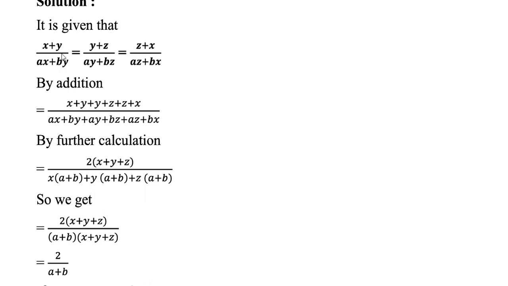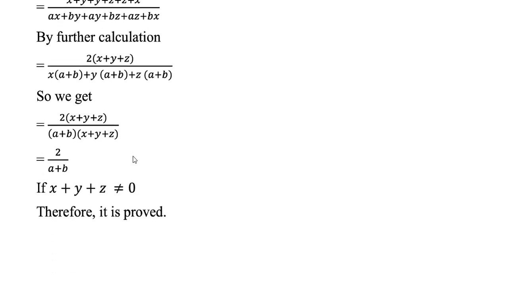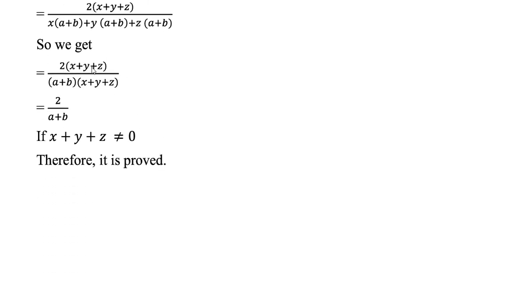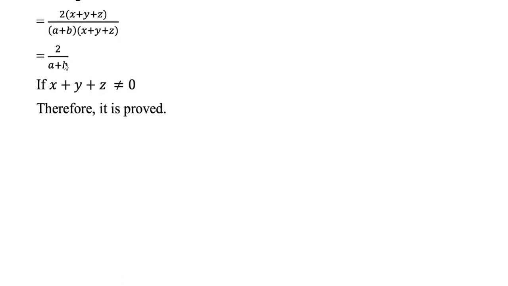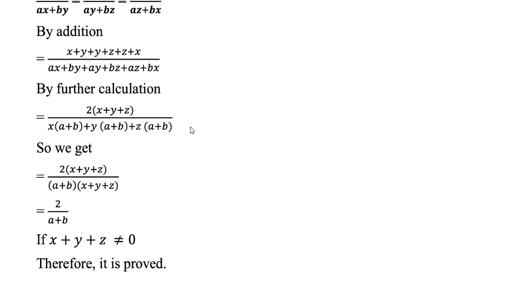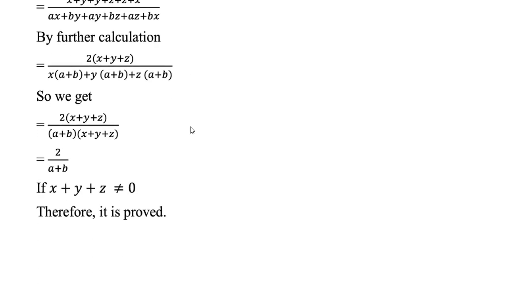So what is given over there? That is this one is given over there. Just by addition, this one plus this one plus this one divided by this one plus this one plus this one. After that further calculation, we will get this one. After that x plus y plus z will be struck out. The 2 divided by a plus b will remain, as x plus y plus z is not equal to 0. So therefore it is proved. See the solution. You can take a screenshot. Okay.